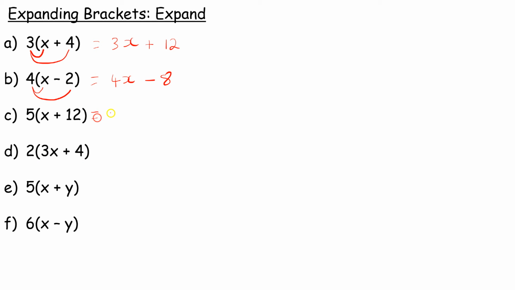Here are the answers. I have 5x plus 5 times 12 is 60, 2 times 3x is 6x, plus 2 times 4 is 8, 5 times x is 5x, plus 5 times y is 5y, 6 times x is 6x, and then 6 times y is 6y, but there's a minus, so I have minus 6y.